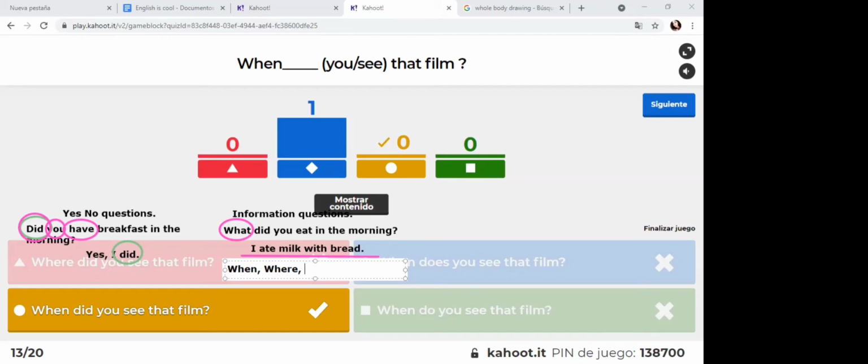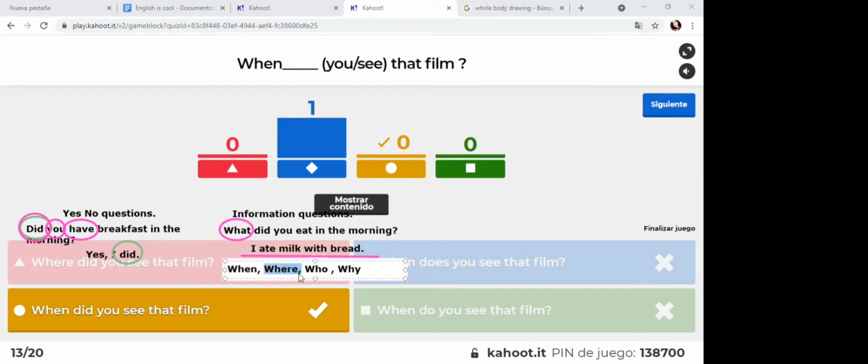Who exactly, that's right. When, and why. Why is to ask the reason, para preguntar el por qué, las razones. Ajá, when, where, who, why. So when is related to the time, where to the place.